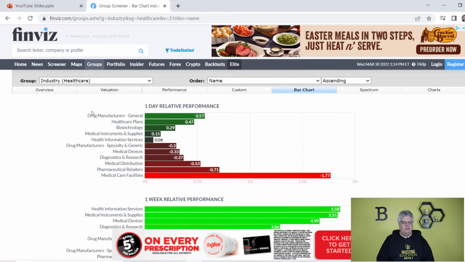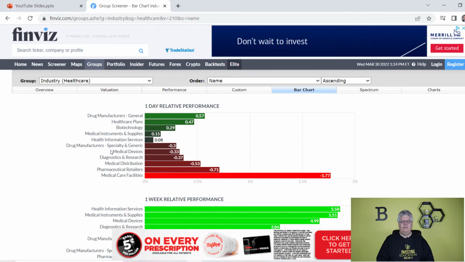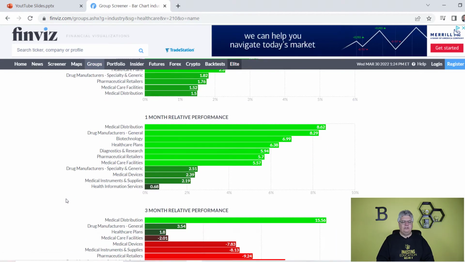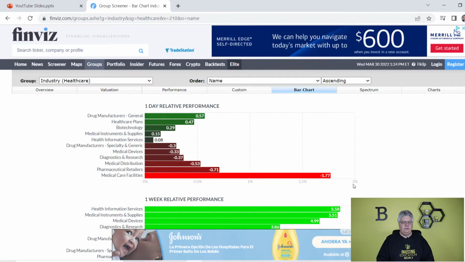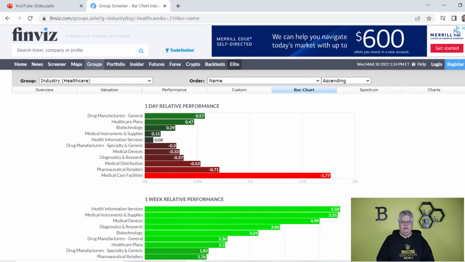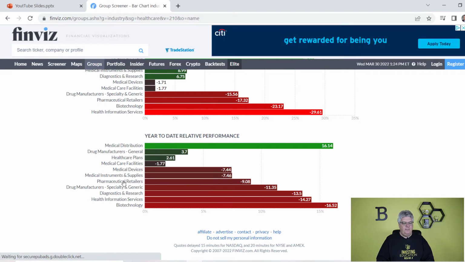And this is within the industry. But the key in here is all these different sub-industries, from healthcare plans to biotech and so on, medical devices, and then that keeps going throughout. So overall, medical distribution, all that. So that's where you can look a little bit more detailed as far as comparing. Maybe you're looking at a drug manufacturer and you want to see how they might be comparing to other drug manufacturers.